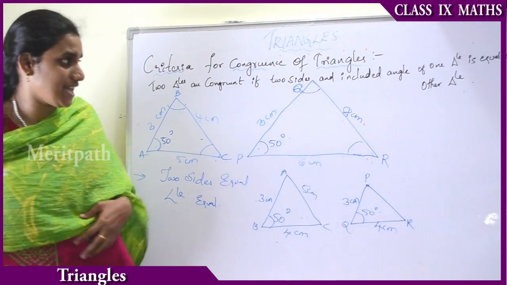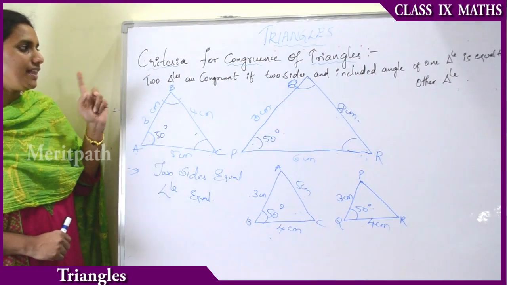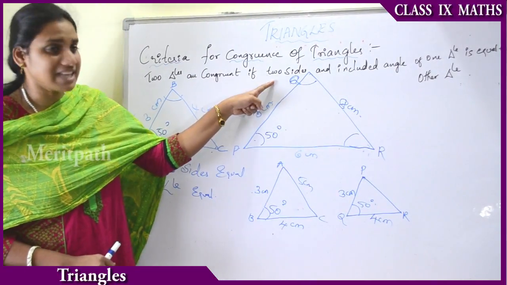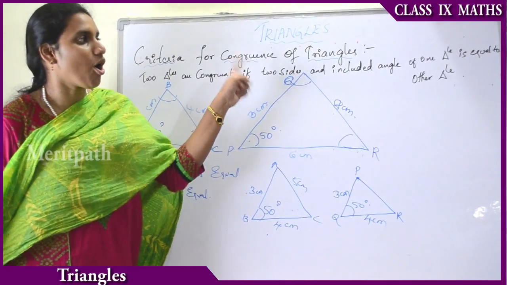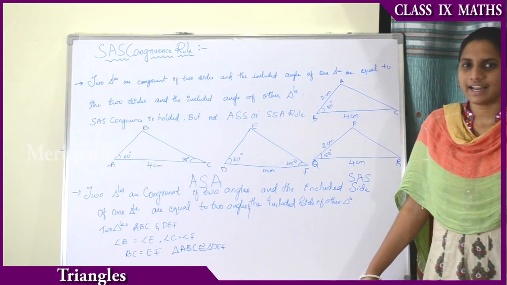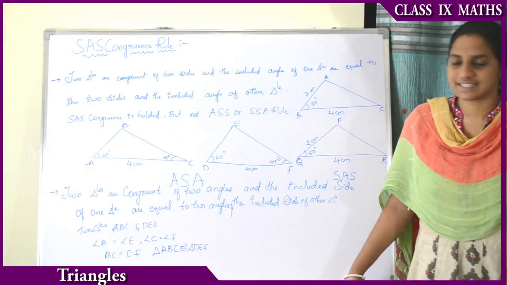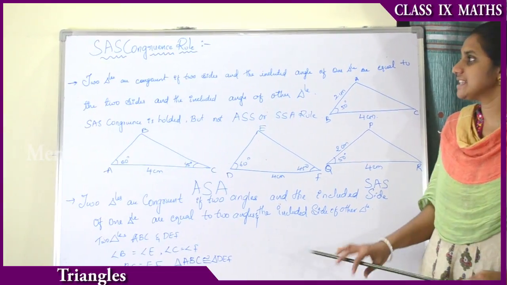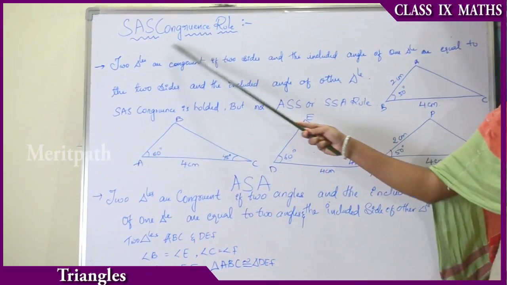Therefore, we can say that the criterion for congruence of triangles is that two triangles are congruent to each other if two sides and the angle included between them are equal. Let us see the different types of congruence rules regarding triangles. Now let us see the first congruence rule, that is the SAS congruence rule, side angle side congruency.